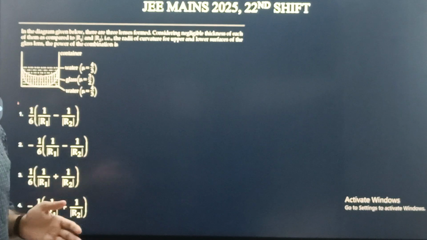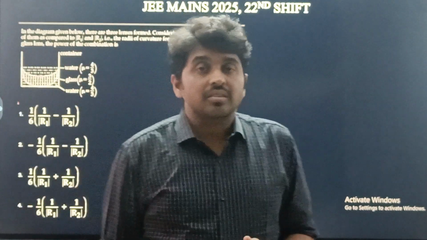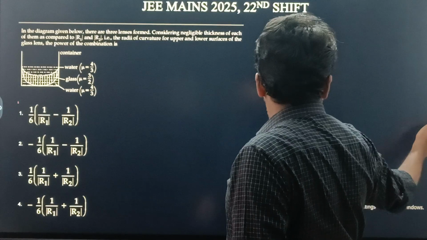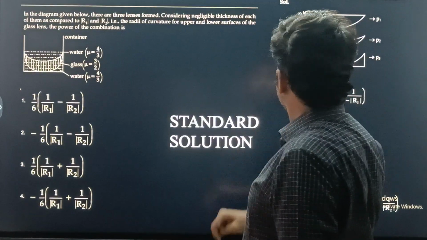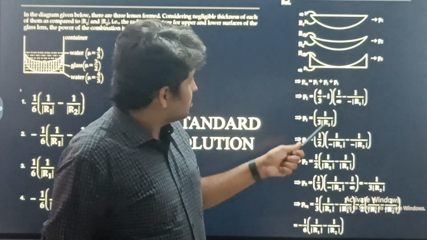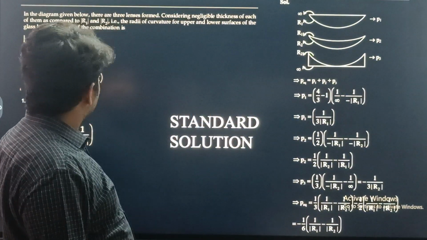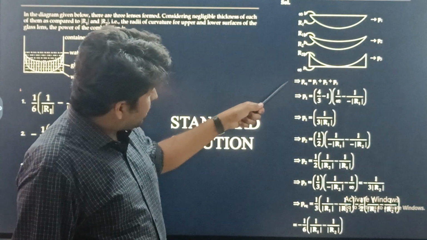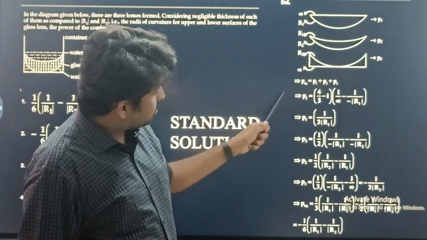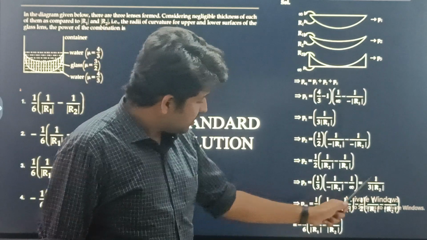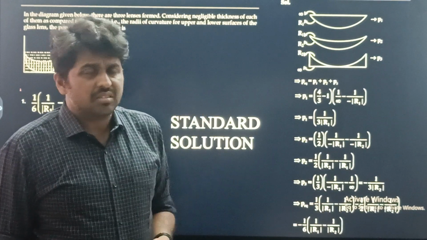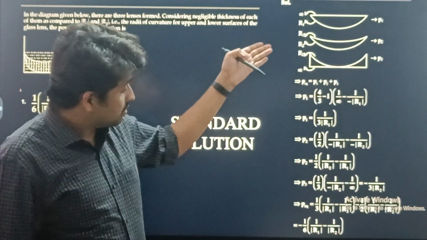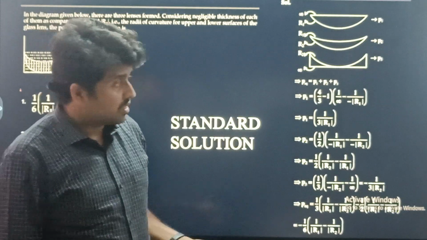First, let us look at the standard solution for this. We take the top part as one lens, the middle part as one lens, and the downmost part as another lens. We find the effective power combination P1, P2, and P3. We add them all up, and finally we get the answer. This is the standard solution. Now let us see this awesome solution that you can do in the exam to save time, rather than doing all this. So let us move forward.